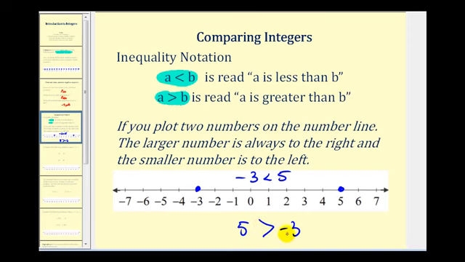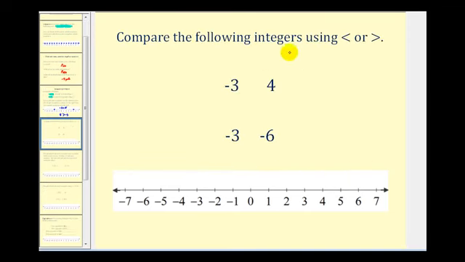Let's take a look at a few more examples of these. We want to compare the following integers using less than or greater than. So let's go ahead and plot these two on the number line. We have -3 is here, +4 is here. So we know that since -3 is to the left of +4, -3 is less than +4. For the next example, we want to compare -3 and -6. Here's -3, here's -6. We're starting here with -3. -3 is to the right of -6, therefore -3 is greater than -6.